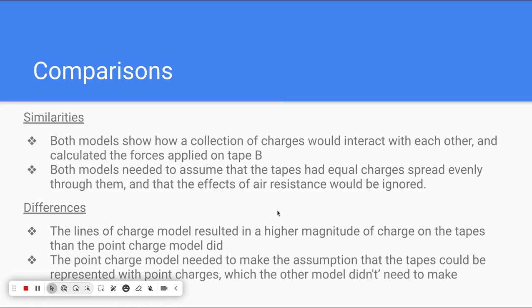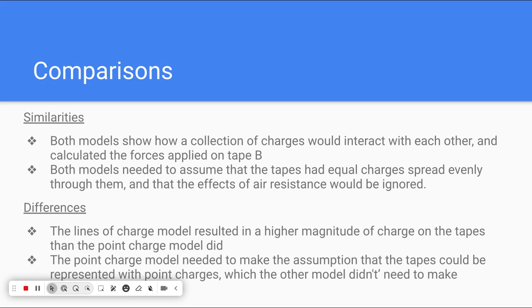So, comparisons between this week and last week. The similarities are that both models show how the collection of charges interact with each other and the calculated forces that are applied on tape B. Both models also needed to assume that the tapes had equal charges spread evenly through them and that the effects of air resistance are ignored. We will get to assumptions on the next slide.